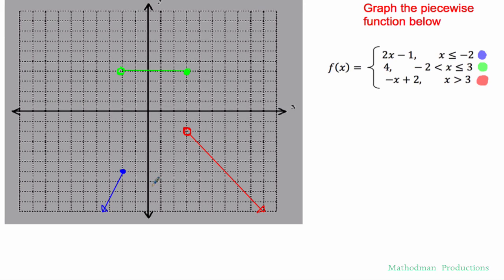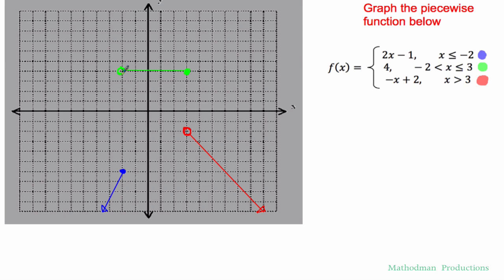Alright, here are your answers. We'll start with the first function, 2x minus 1. I graphed the whole thing at first, and then I erased all the parts where it's not included within the interval. The next one is just saying graph f of x equals 4, so it's just a straight line through 4. Then I only keep the parts that are in between -2 to 3.